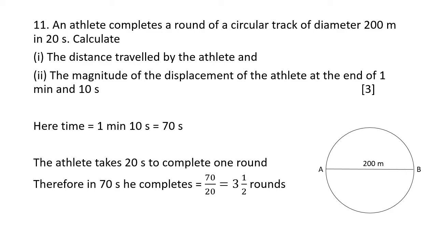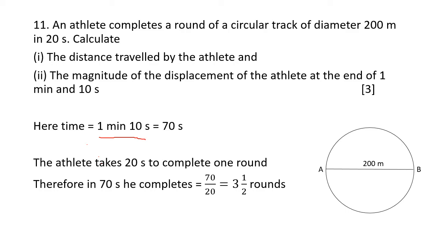Why is it written magnitude of the displacement? Because you are not bothered about the direction right now. You have to only tell the distance he has traveled, and the magnitude of the displacement at the end of 1 minute 10 seconds. Now first I have shown here what does 1 minute 10 second mean. 1 minute 10 second is 70 seconds. So the athlete has been running for 70 seconds. So the first thing you do in this sum is to find out how much he's been running in 70 seconds. Now to complete one round he took 20 seconds.